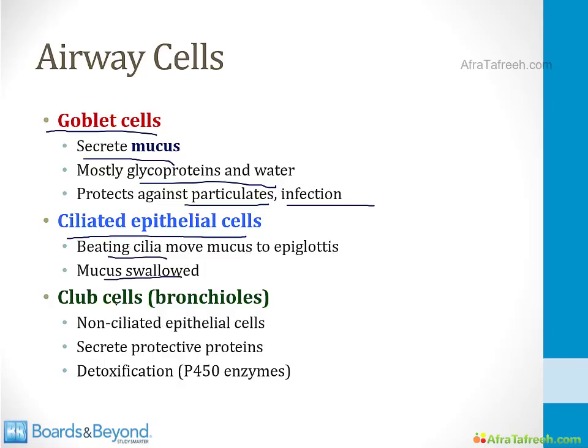And then in the bronchioles, there are specialized cells called club cells. These are non-ciliated epithelial cells that secrete protective proteins. They also detoxify the air. They have P450 enzymes and can metabolize toxins that are present in the air to protect the alveoli.